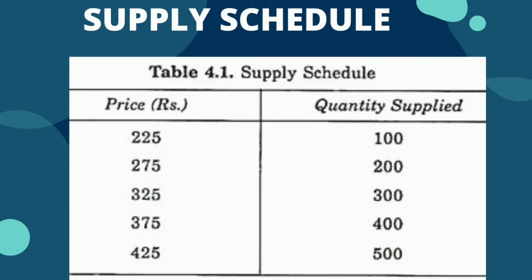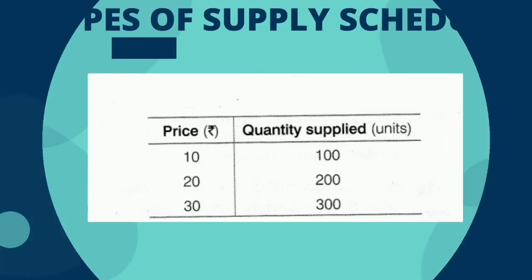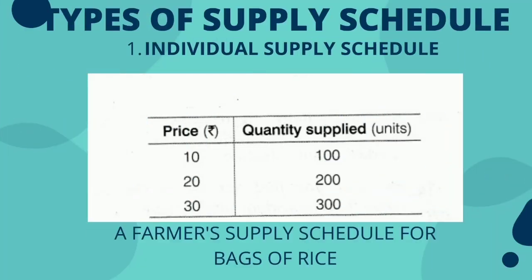Supply schedule. Supply schedule can be defined as a table showing the relationship between price and the quantity of that commodity supplied. In other words, supply schedule is a table which shows the different quantities of a commodity which would be supplied at various prices and at a particular time. It is a schedule involving the relationship between price and the quantity of that commodity supplied.